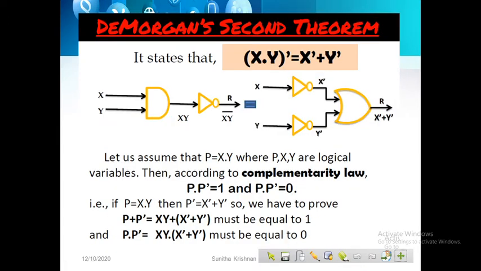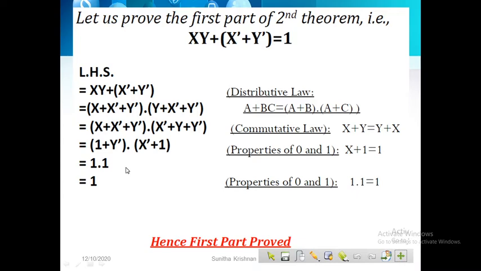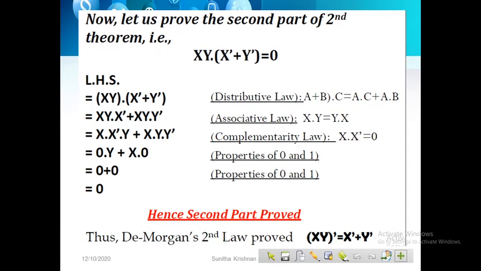Now this is the second theorem which states that x dot y dash is equal to x dash plus y dash. Here also they have demonstrated with the help of the logic gates and some algebraic theorems. Please go through it. With the help of the laws that we have learned, we can prove that the LHS is equal to 1. So this is the second part of the same theorem. The procedure is the same. Just pause the video. See how these laws are being implemented in each line.